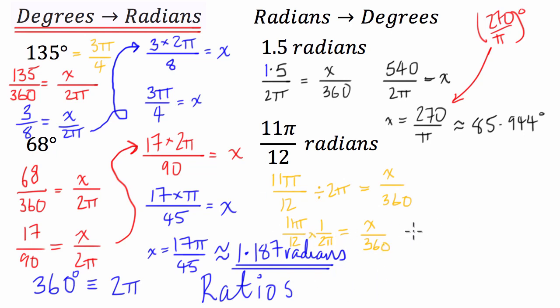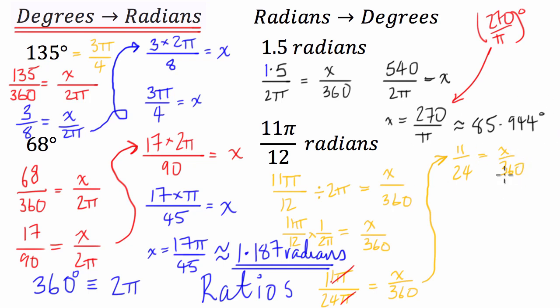So what I have is 12 times 2 pi is 24 pi. So I'm going to have 11 pi over 24 pi equals x over 360. Now what you can hopefully all see is that the pi's will cancel out, which is nice, to be perfectly honest. So we have 11 over 24 equals x over 360. Cool. So we can just do a bit of algebra now.